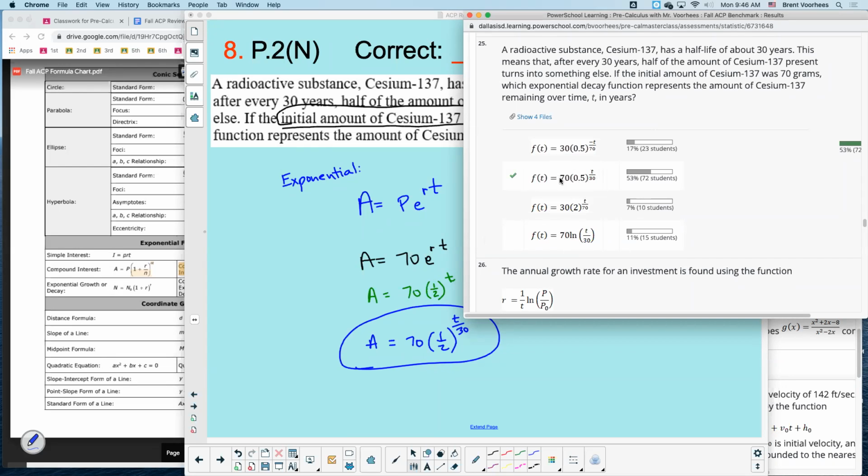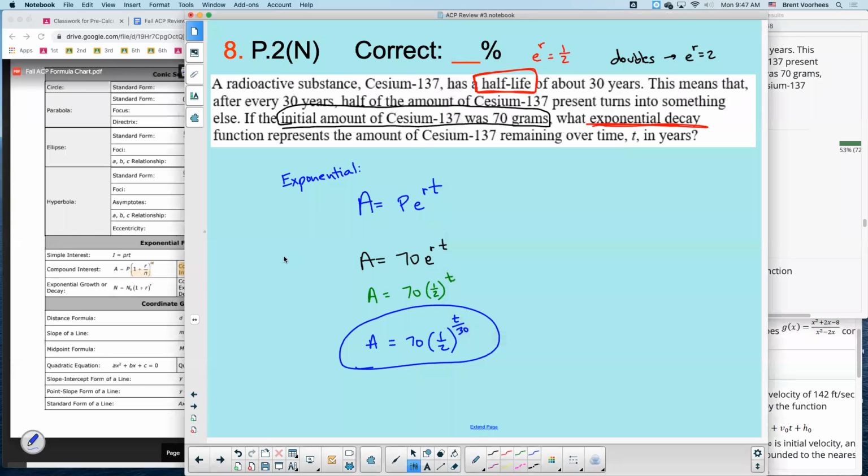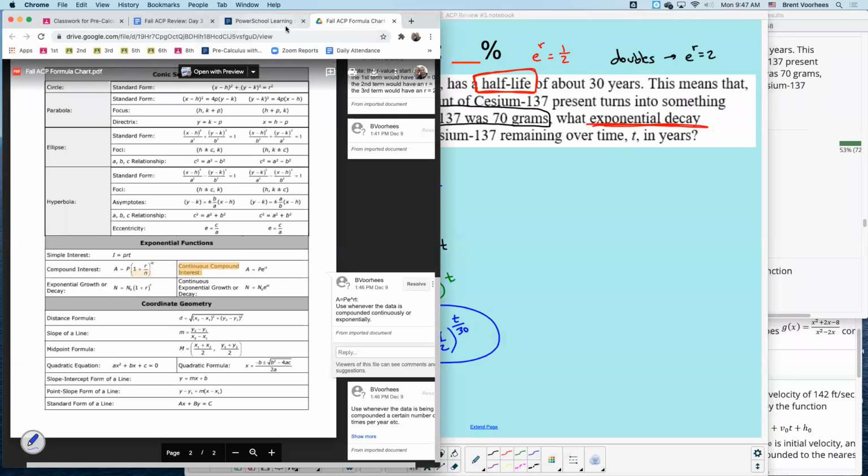The initial amount is 70. You take half of that whenever your time is 30. So the reason you divide by 30 is after 30 years, you would half it one time. After 60 years, 60 divided by 30 is 2. You would half it twice. After 90 years, you would half it 3 times. That's the concept.